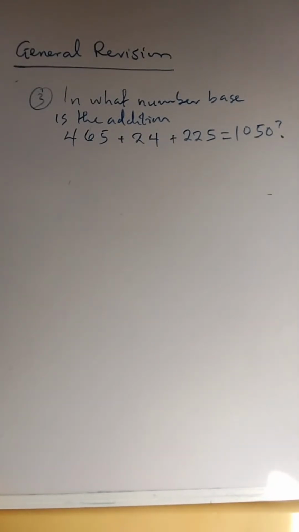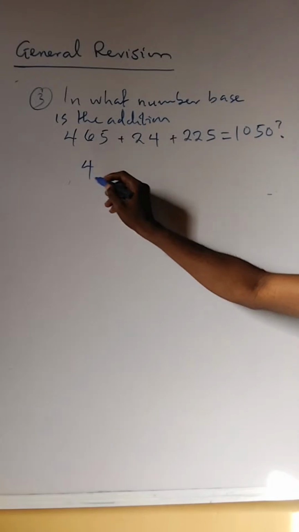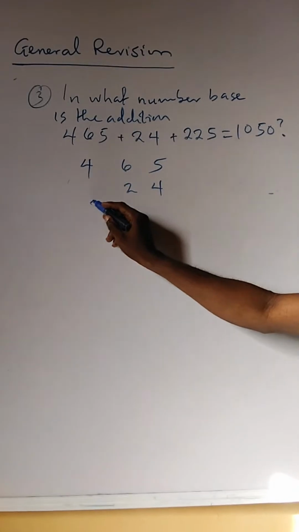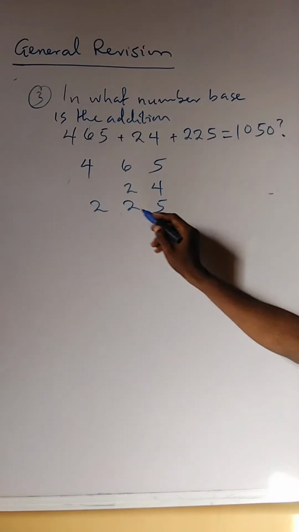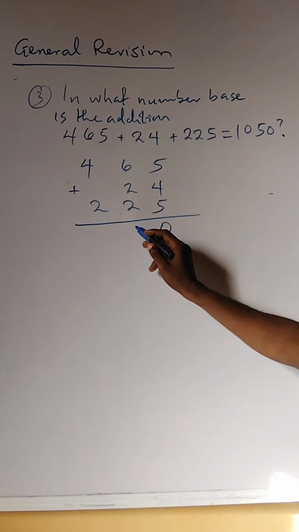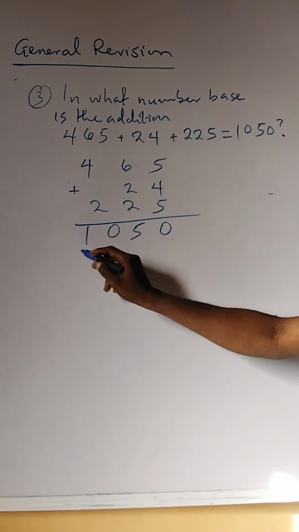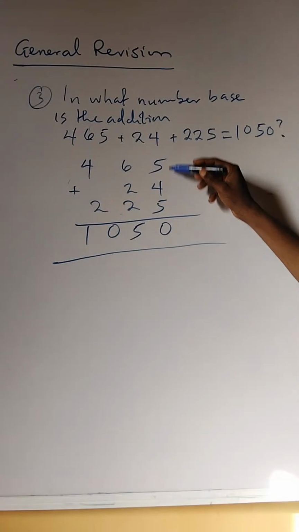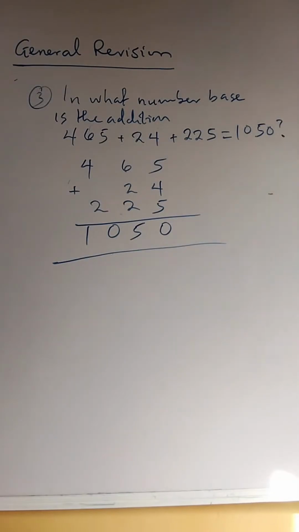Let's just say we have 4, 6, 5, then 2, 4, and 2, 2, 5. We are adding this. We don't know the base, and we have the result already as 0, 5, 0, 1. Now, if we are going to have 0 here, which base is it? We have 5 plus 5 plus 5, that's 15. Now, don't forget that for us to have 0 here is the remainder.